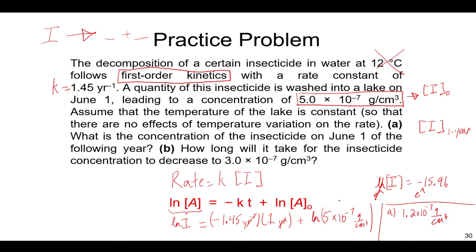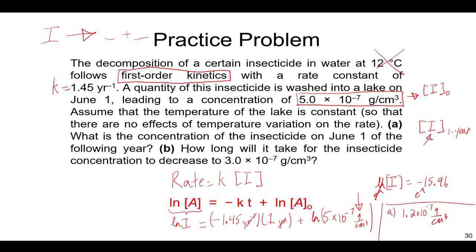Okay, so even though that looks like a density here, it's fine to plug it in here. We don't have to convert it to concentration. Whatever the units used here for initial concentration is going to be the same unit found here in our final concentration that we're asked for. So that's part A, the concentration on June 1st of the following year.